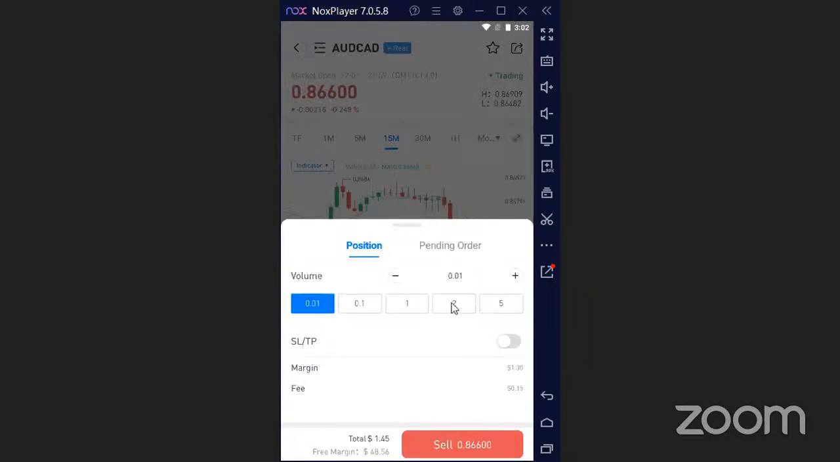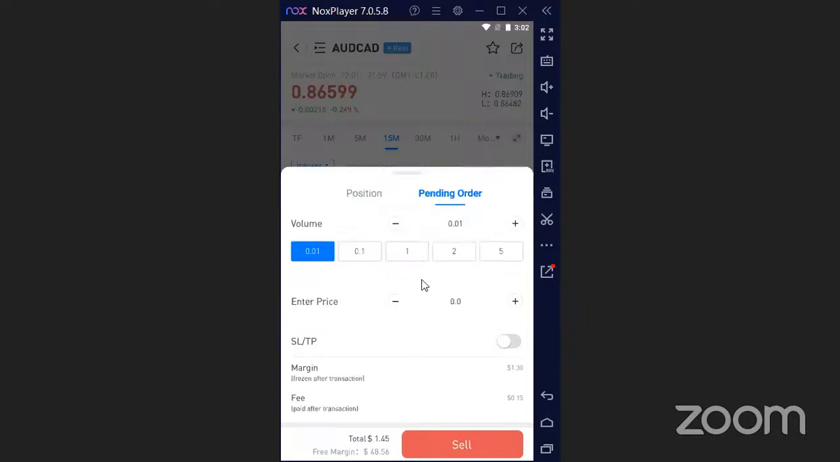So I clicked on sell, and then I clicked on pending order. After clicking on sell, it's going to bring out this box with these options. We have position, and then we have pending order. So click on the pending order. I'm assuming you are on the pending order right now.